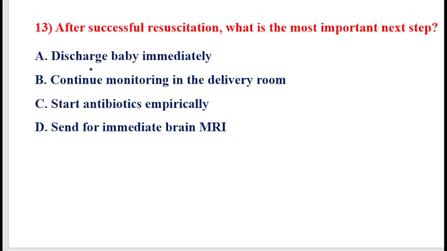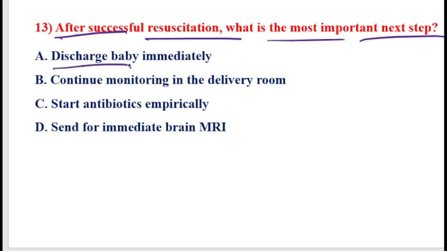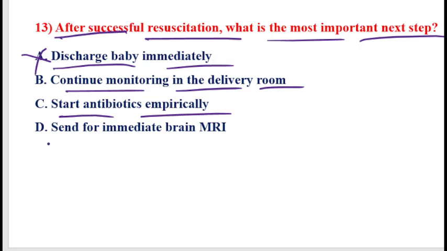With this, the last question, there is one more. After successful resuscitation, what is the most appropriate next step? Option A, discharge the baby immediately. This is not done. Option B, continuous monitoring in the delivery room. Option C, start antibiotics empirically. Option D, send for immediate brain MRI.